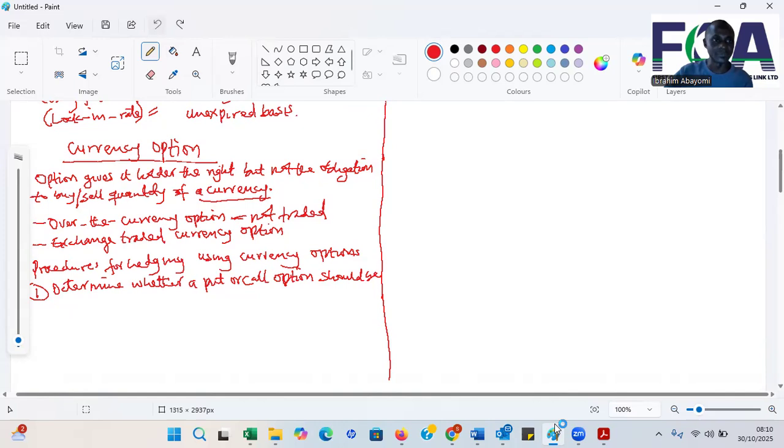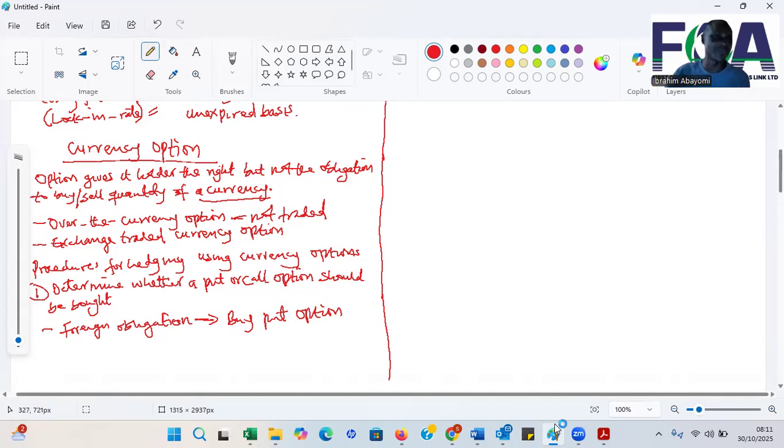Because you want to hedge, you are buying. Should be bought. Now, what's the rule? If you have a foreign obligation to pay, it means you need to buy the foreign currency. So, you buy put option. Now, I'll explain this so that you don't cram the verbatim.